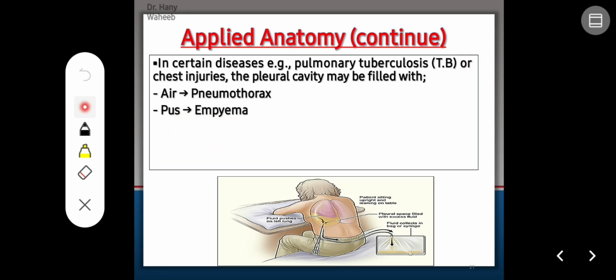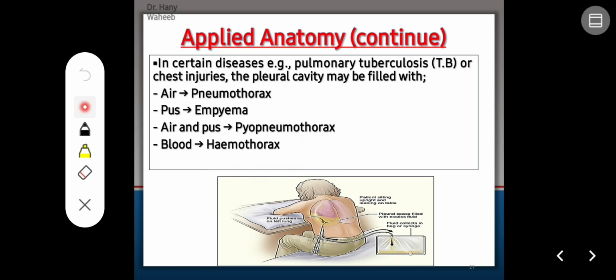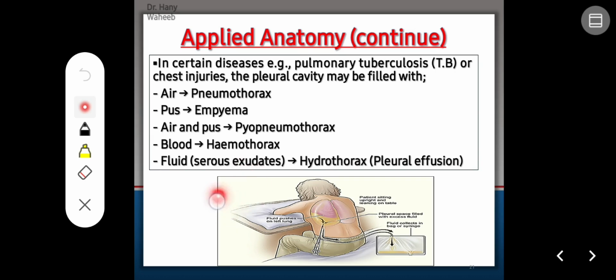If pus is collected, the condition is called empyema, pus collection in the pleural cavity. If both air and pus, the condition is called pyopneumothorax. If blood is collected, the condition is called hemothorax. And finally, if serous fluid is collected, serous exudate, this condition is called hydrothorax or pleural effusion.